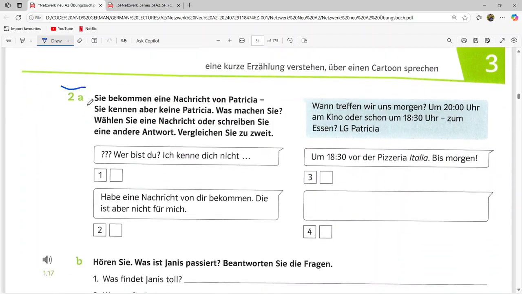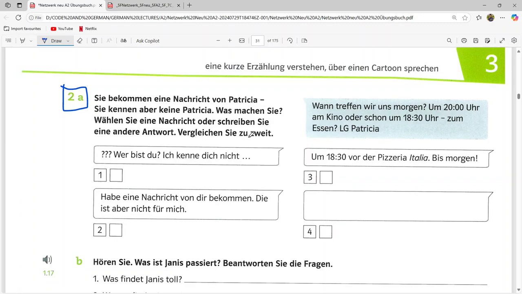Task 2a. Okay, so let us read. Sie bekommen eine Nachricht von Patricia. So you get a message from Patricia. Sie kennen aber keine Patricia. But you don't know any Patricia. Was machen Sie? What do you do? Wählen Sie eine Nachricht oder schreiben Sie eine andere Antwort. So choose one of the messages, or you can write a message.